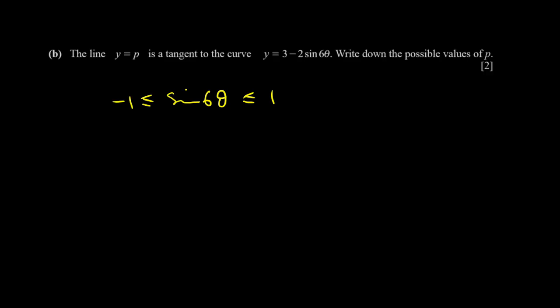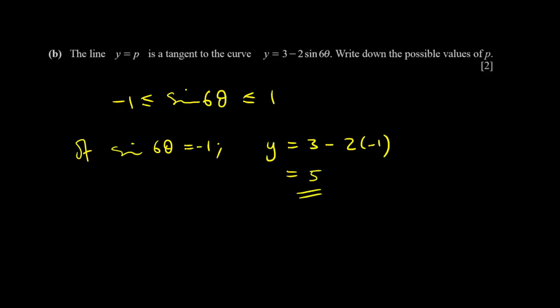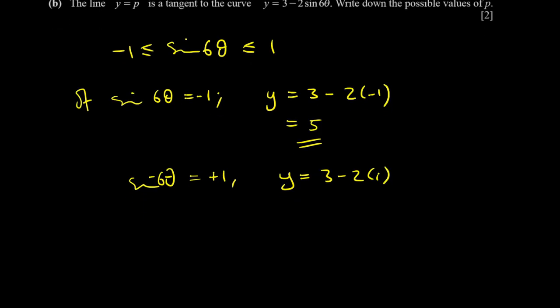Okay, well, if that's the case, let's think about this. If sine 6 theta was equal to -1, then y is going to be equal to 3 minus 2 times -1. And -2 times -1 is +2, and so 3 plus 2 is 5. And if sine 6 theta was equal to +1, then y would be equal to 3 minus 2 times +1. And 2 times 1 is 2, 3 minus 2 is just 1. So actually, p is just equal to 1 or 5, because all it corresponds to is what's the highest and what's the lowest value of the graph.